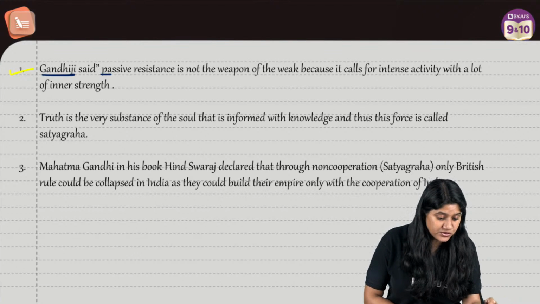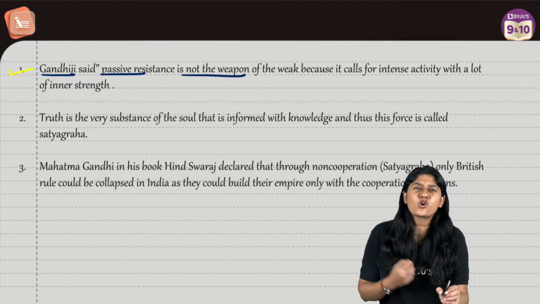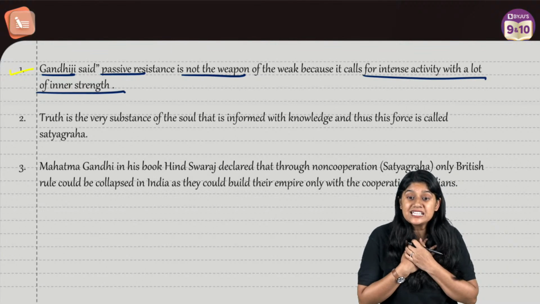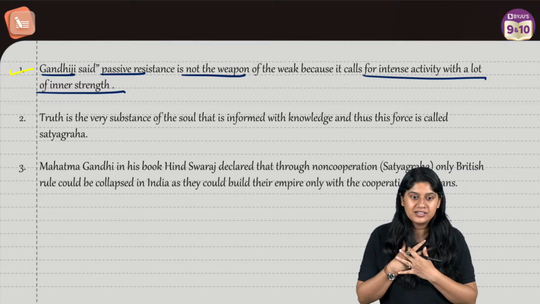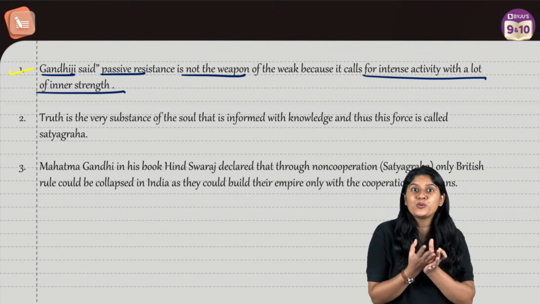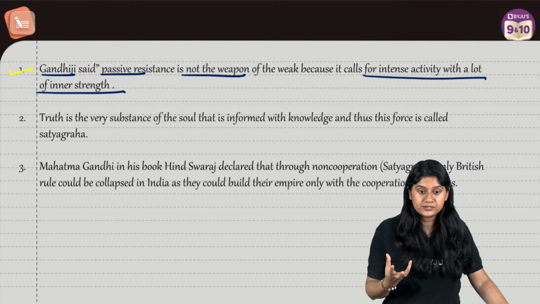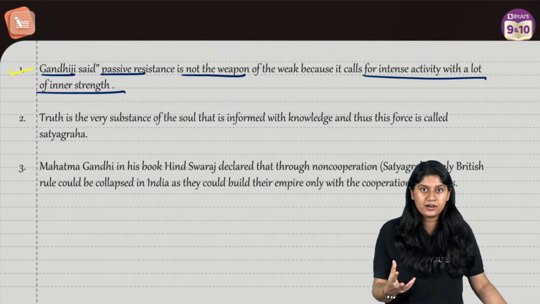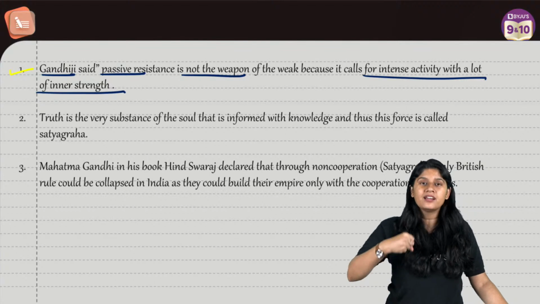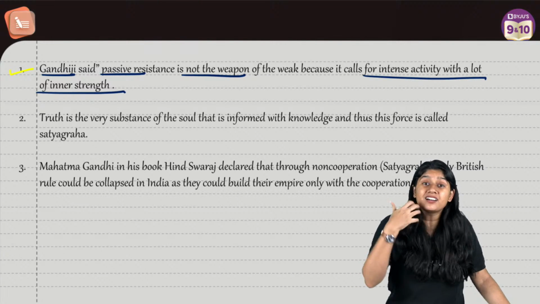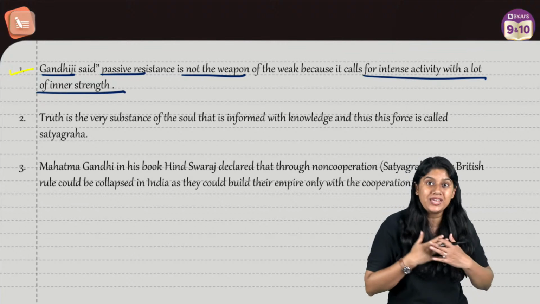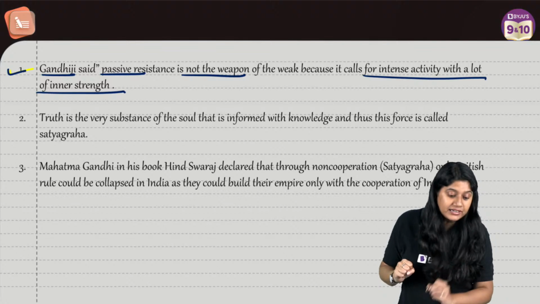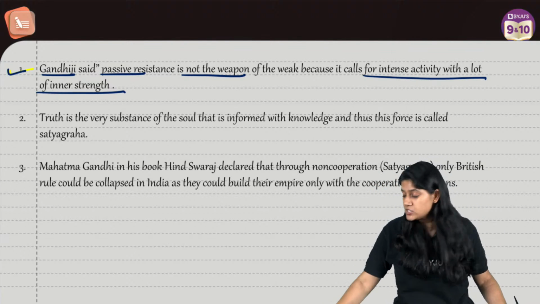So Gandhiji said that passive resistance is not the weapon for the weak because it calls for intense activity with lots of inner strength. Clear? It needs a lot of strength to not show the anger. I'm sure all of you will agree, it's very easy for us to show anger. All of us can easily show the anger. But to resist the anger is something very, very difficult. And if we can control the anger, that means we can actually fight within, and we have the inner strength. So that was the intent of that line that Gandhiji mentioned in his book.